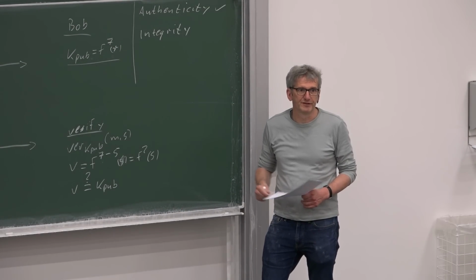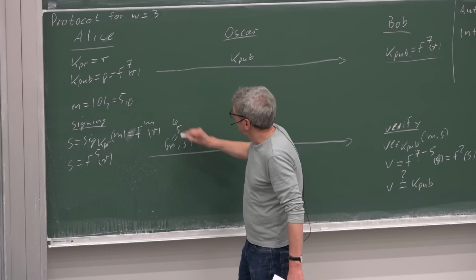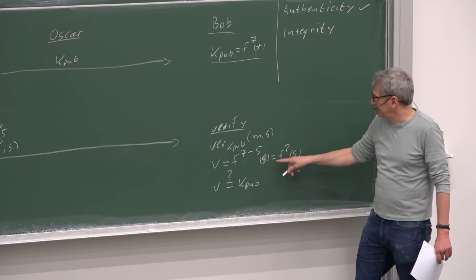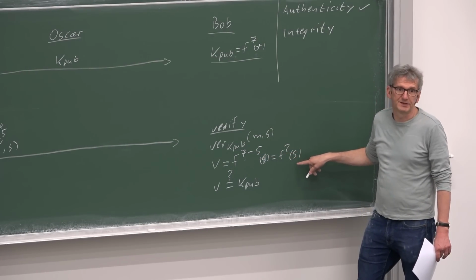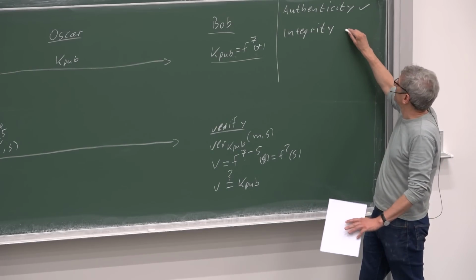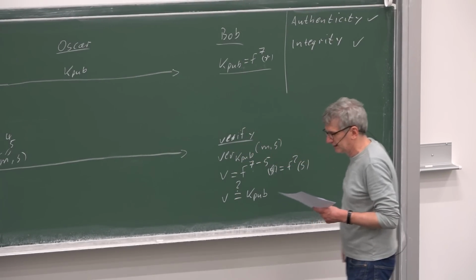It doesn't work, right? If this would be 4, this equation would be 7 minus 4 is 3. Bob would hash 3 times. That wouldn't work, right? We're going to see an attack, a sneaky attack. So integrity works, which is great, which didn't work with the stupid protocol we had, right?